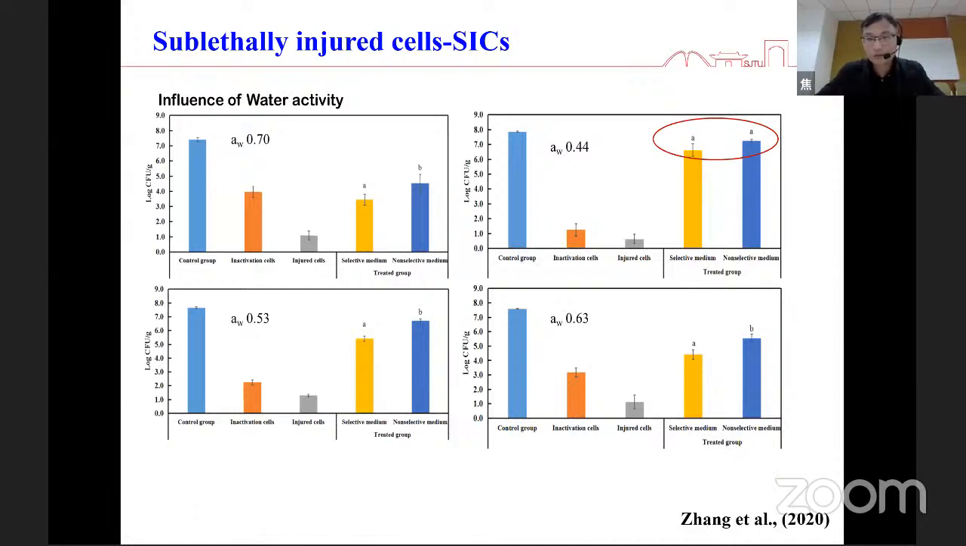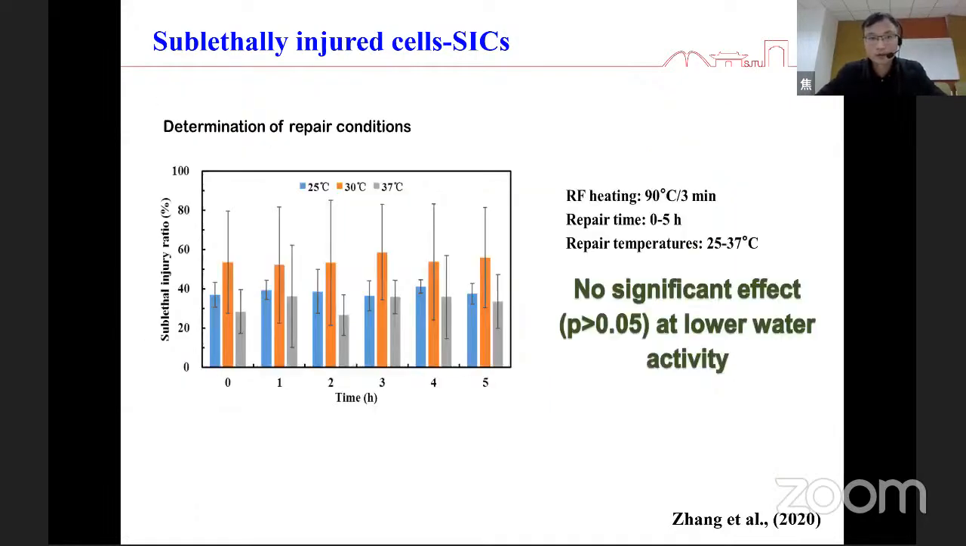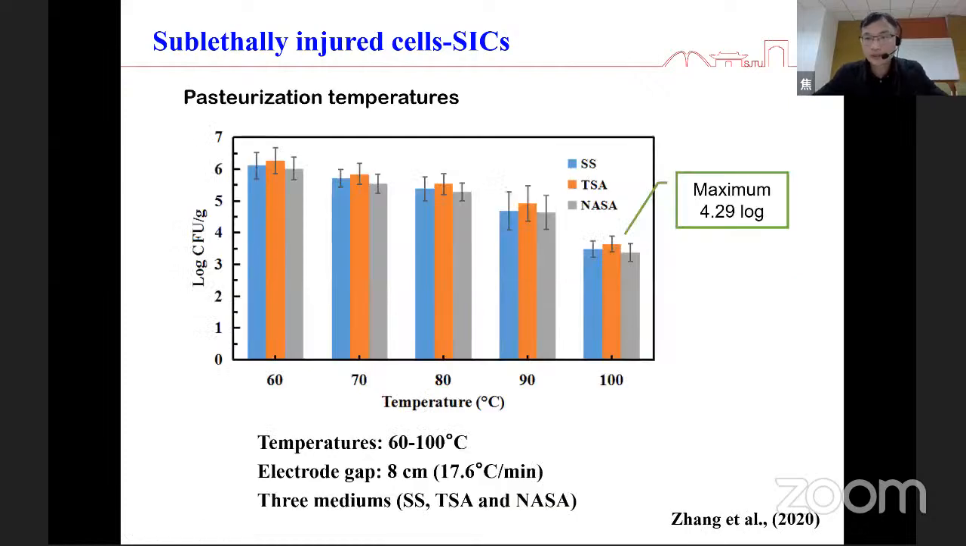We try to see whether or not, for example, the repair conditions would influence our results. Finally, we found there are no significant effects. We also compared different pasteurization temperatures to see whether they would have an effect, and the result was still no.